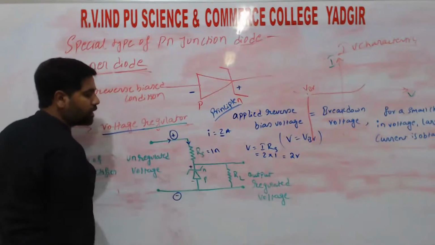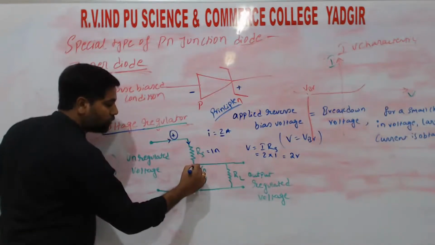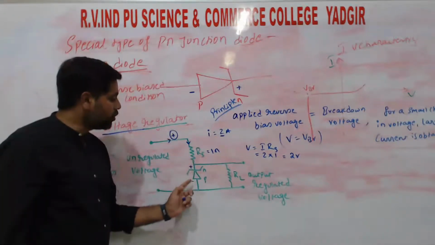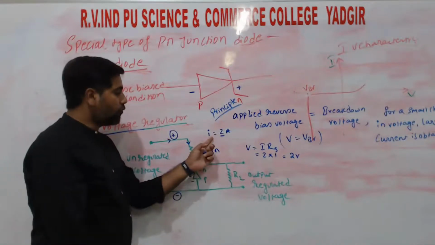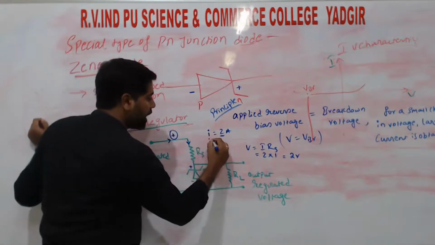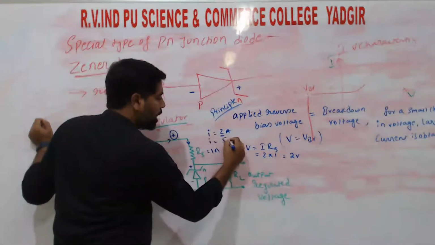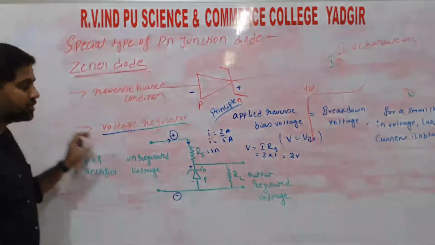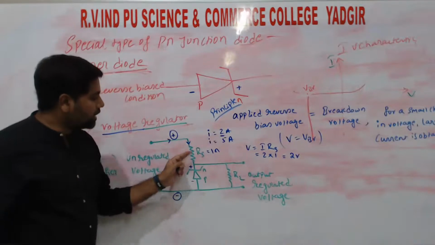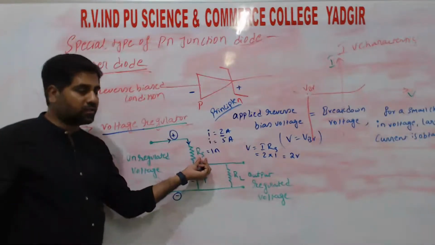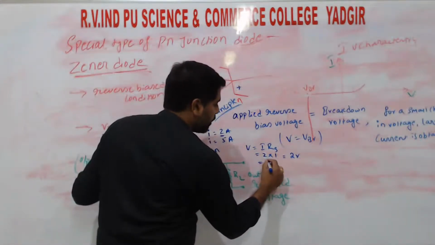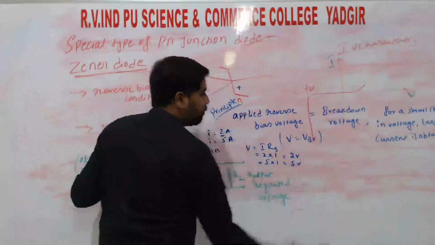So here the flow of current is equal to the flow of current across the Zener diode, right? So if 2 amperes is flowing in this circuit, across the Zener diode also the flow of current is 2 amperes, right? So now if we increase the current from 2 amperes to 5 amperes, that means voltage is increasing, that means current is also increasing. So as current increases, the voltage across this resistance becomes 5 into 1, that means 5 volt.